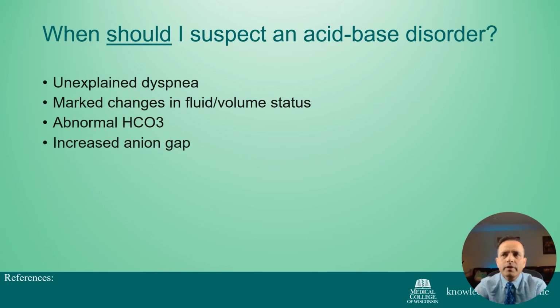When should I suspect acid-base disorder? Somebody with an unexplained shortness of breath, marked change in fluid or volume status, abnormal bicarbonate. Remember, bicarbonate in ABG is not the measured one, it's a calculated one, so you are not going to rely on bicarbonate in ABG. And then last but not least, increased anion gap. If somebody has an anion gap, even at the normal pH, there is some process going on, and usually they have an underlying acid-base disorder.